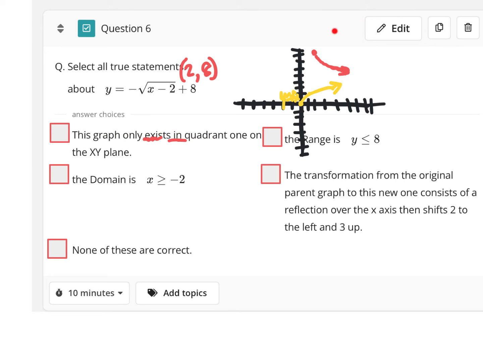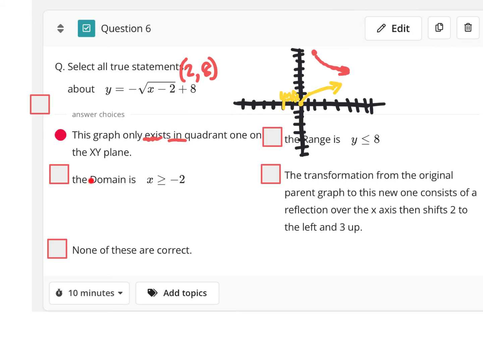Is that true? Well, this little tiny graph, yeah, but we know that it continues to go to the right and down forever. So at some point, it's going to get down here to quadrant 4. So it does not only exist in quadrant 1. So that is false. That's why we have a red circle right here.